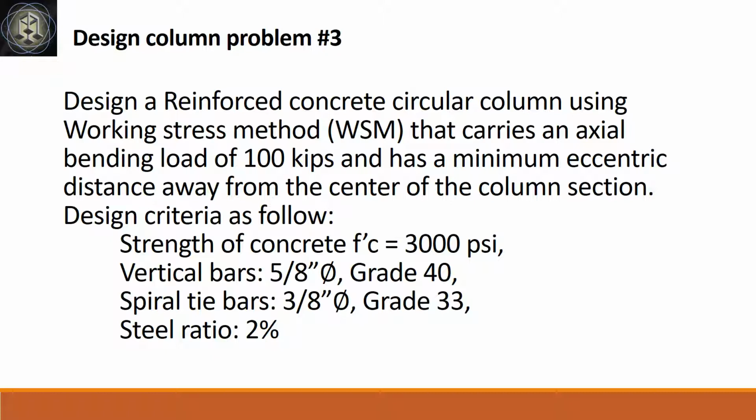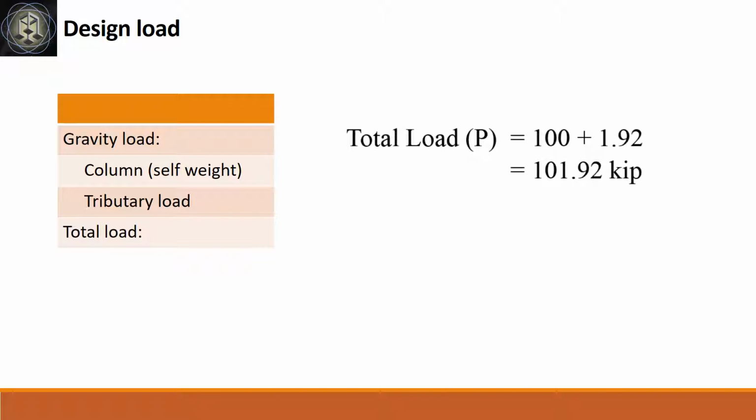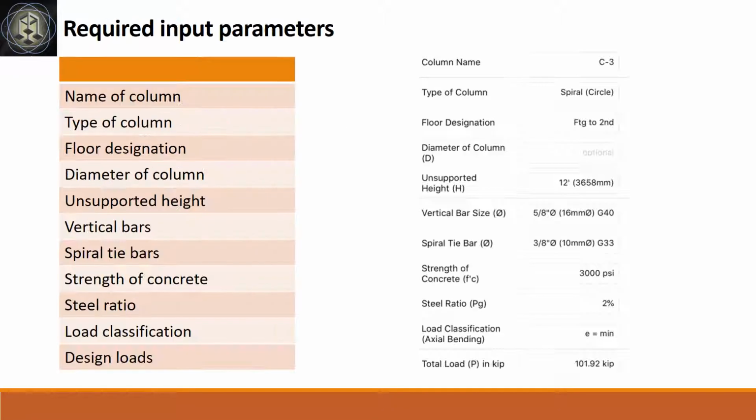Design criteria as follows: strength of concrete 3000 psi, vertical bars 5/8-inch diameter bar grade 40, spiral tie bars 3/8-inch diameter bar grade 33, steel ratio 2%. The column carries an axial load of 100 kips. Assume a self-weight of 1.92 kips for a total load of 101.92 kips.